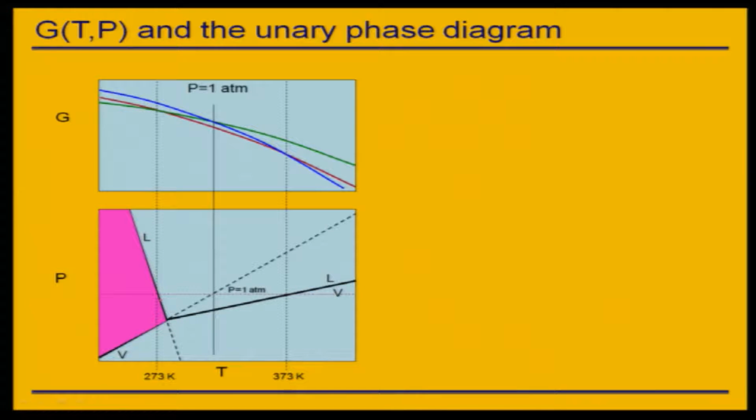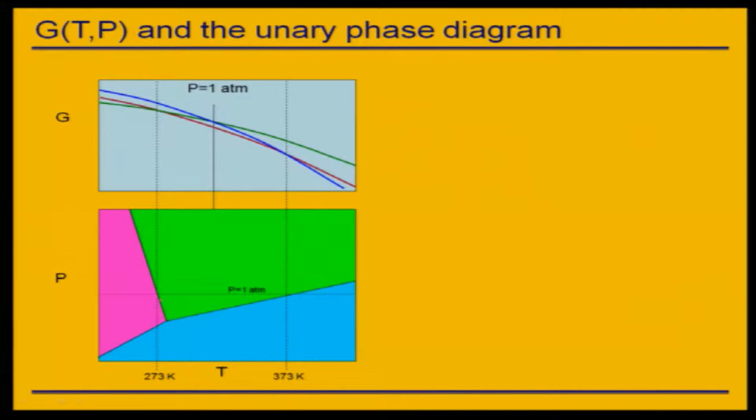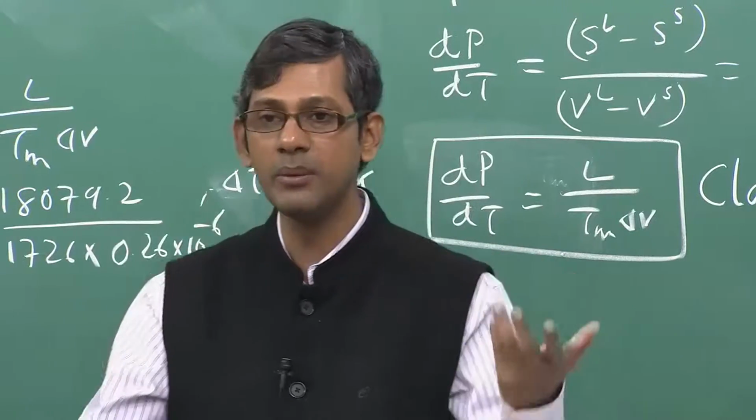And these are the regions of solid, this is the region of liquid, this is the region of vapor, okay. So this is solid, this is liquid, this is vapor. So what is this transformation between solid and vapor? This is known as sublimation, very simple to see.